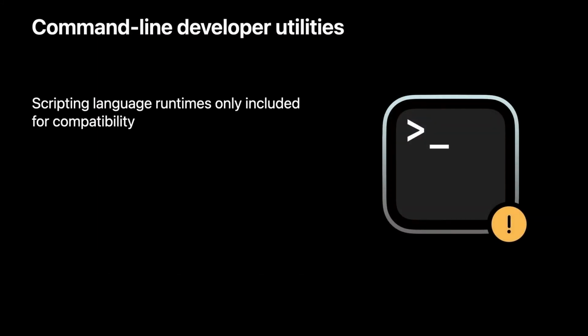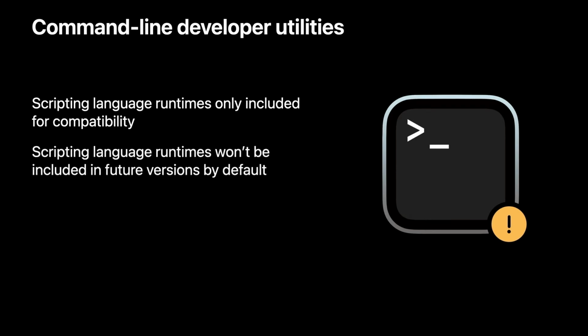Since macOS 10.15 Catalina, scripting language runtimes such as Python, Ruby, and Perl have been included in macOS for compatibility with legacy software only. Future versions of macOS won't include scripting language runtimes by default and might require you to install additional packages. If software you use depends on scripting languages, it's recommended that vendors bundle the runtimes within their apps instead. In macOS Monterey, the previously bundled system PHP has been removed.